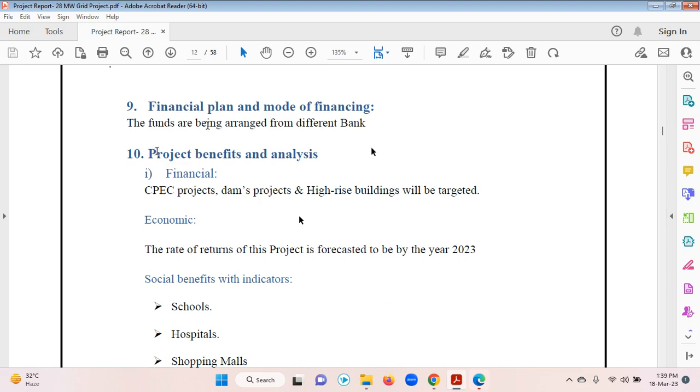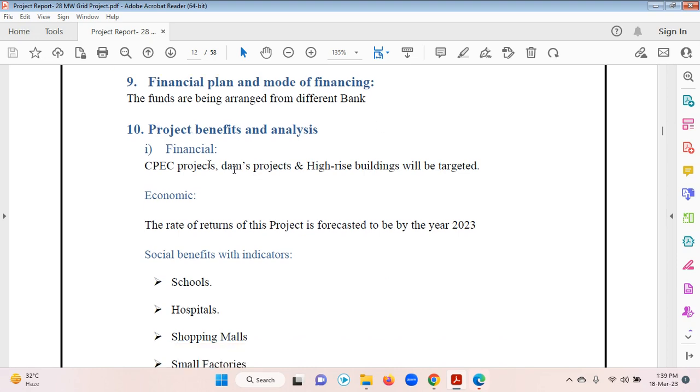Funds are being arranged from different banks, and then the analysis was done. Okay, since our rebar is being dispatched to high-rise buildings and CPEC projects, we needed this.